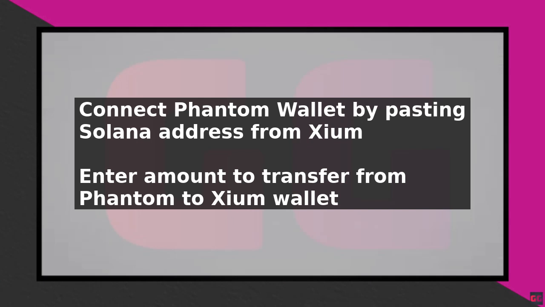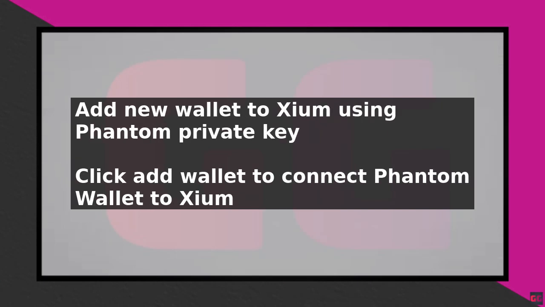Alternatively, you can connect the Phantom wallet directly to Axiom by going to your profile icon, clicking Account and Security, and then Manage Wallets. Click Add New Wallet and enter the private key from your Phantom wallet, which you should have received when you created it. Be sure to keep this private key secure and don't share it with anyone. Once you've added the private key, click Add Wallet and your Phantom wallet will be connected to Axiom.